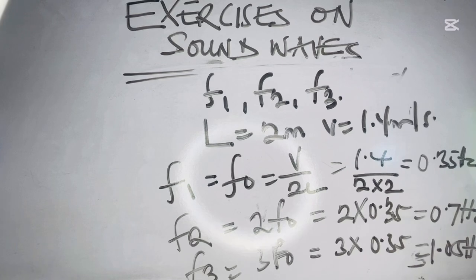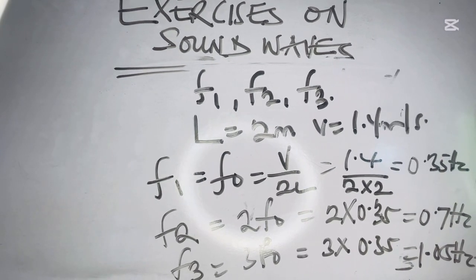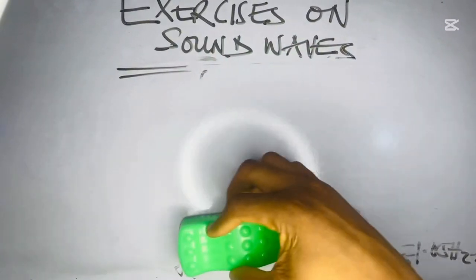So these are the harmonics of the piano string that has a length of 2 meters. If we are told to look for the fourth harmonic, it will be 4 times F naught. Just know that F naught is the frequency, which is the velocity divided by 2 times your length. Now let's look at another key question quickly.